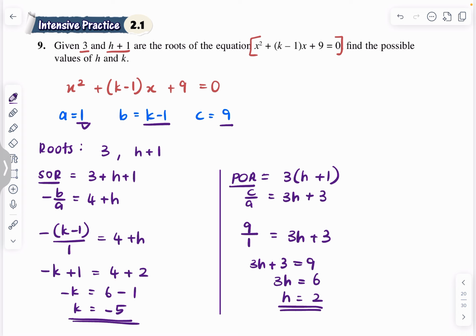Done. So we can conclude h is 2 and k is negative 5. This is our final answer. Done.